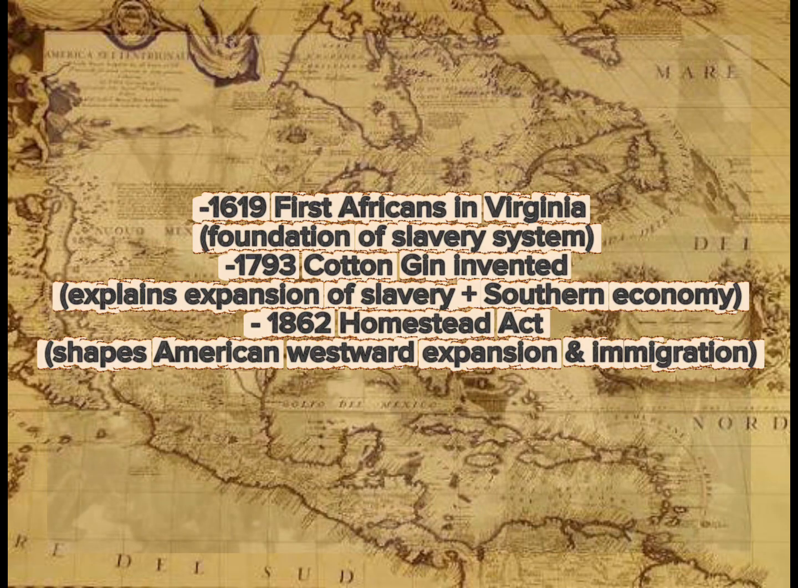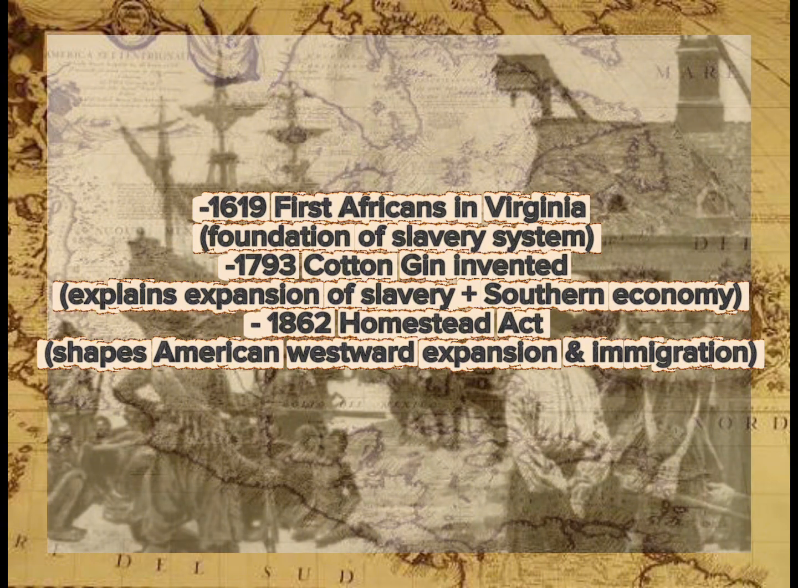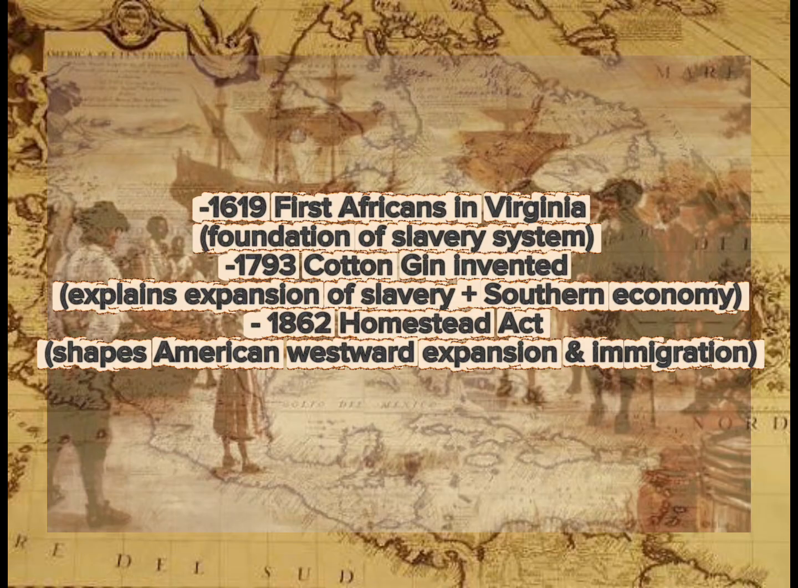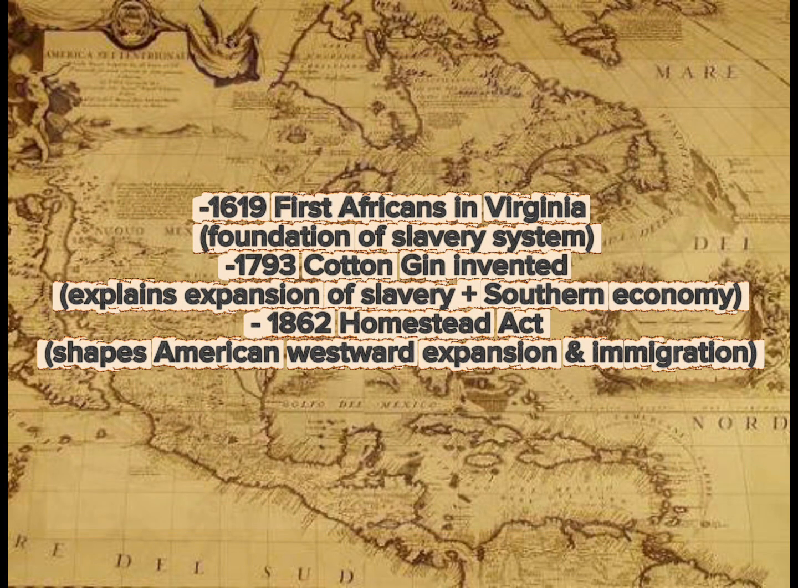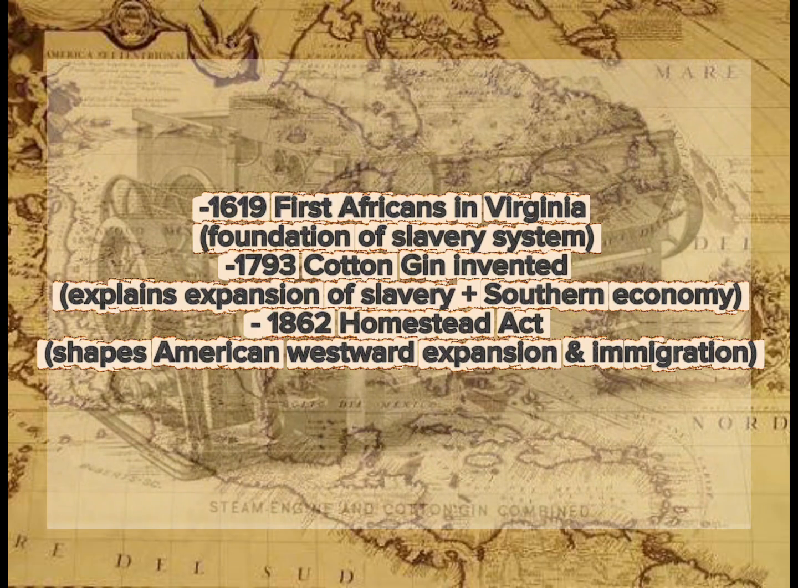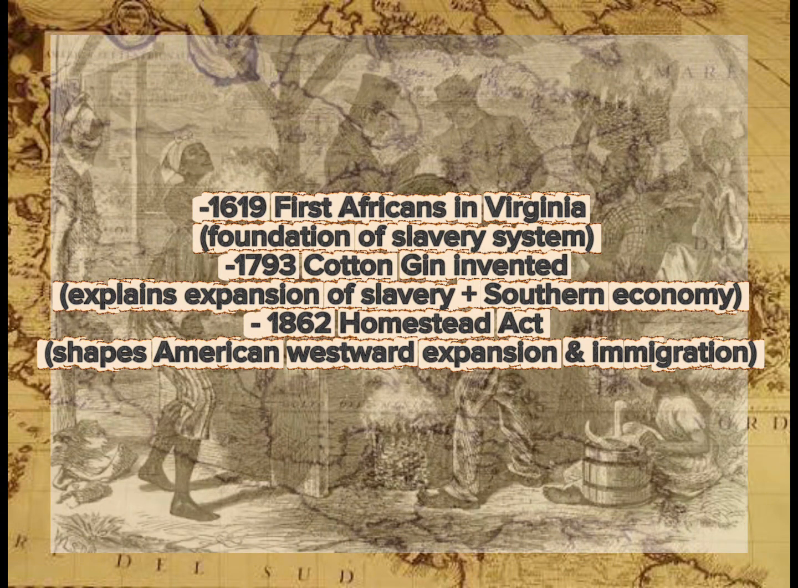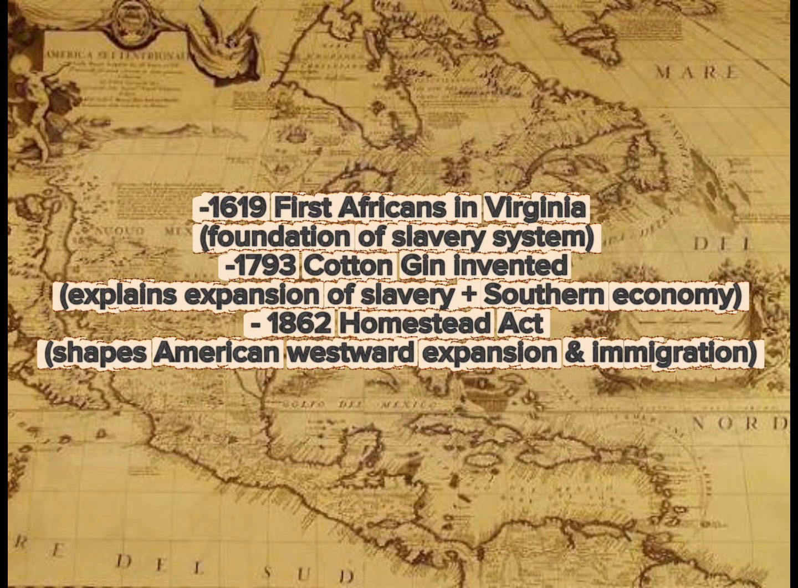These topics were added because they highlight major events that shaped American society and the economy. The arrival of the first Africans in 1619 marks the beginning of the slavery system that influenced race relations and labor for centuries. The invention of the cotton gin in 1793 expanded slavery even further by transforming the Southern economy and increasing the demand for enslaved labor.